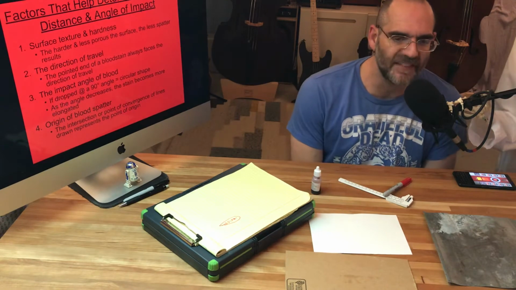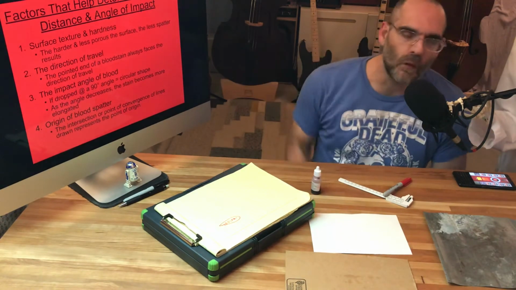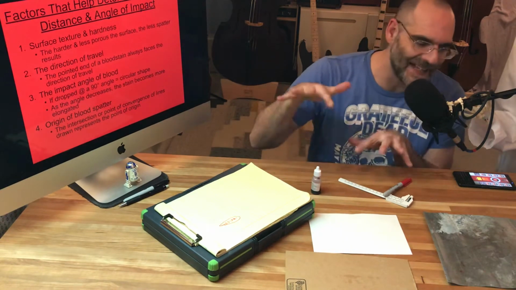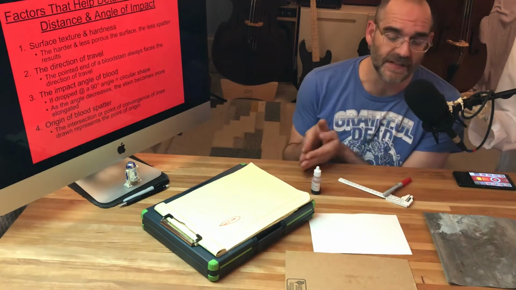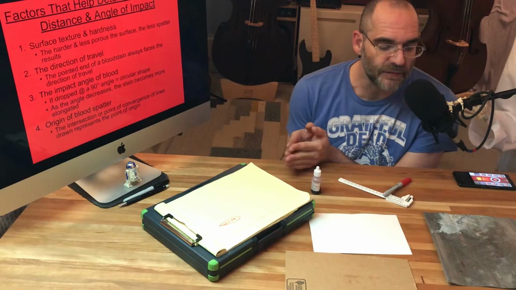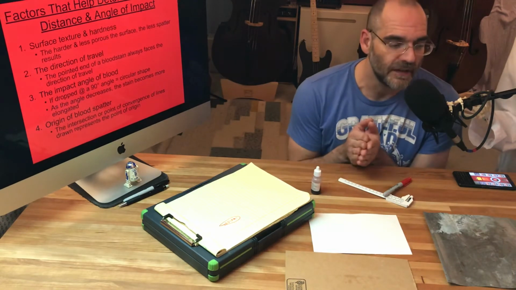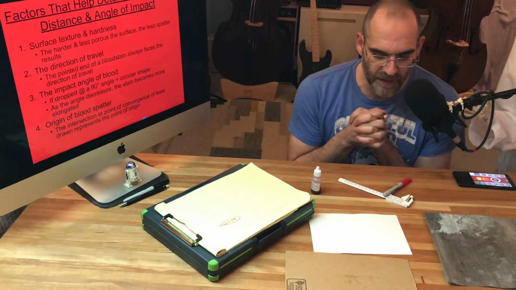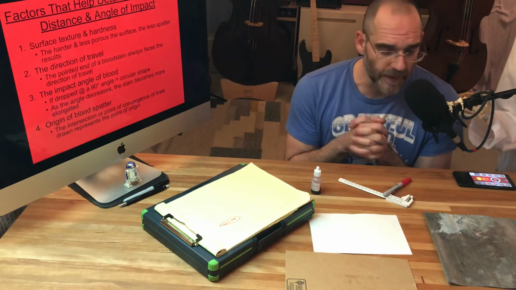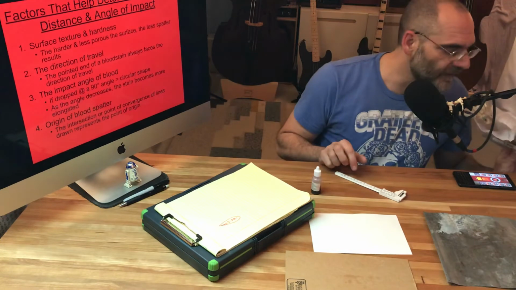The point of this video is to go over these four things in a demonstration type pattern to show you how forensic scientists use this information, and just how blood is formed. Hopefully you'll be able to see what I'm doing here, and you'll get the idea of each one.